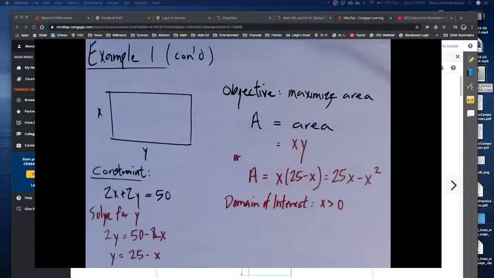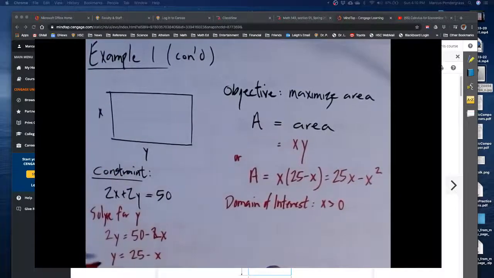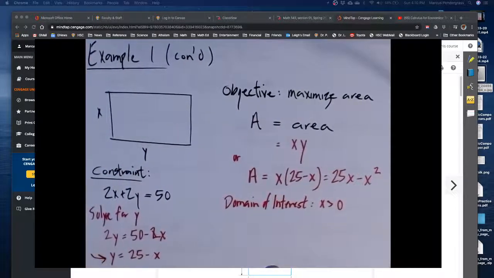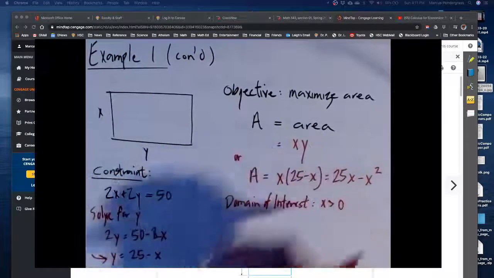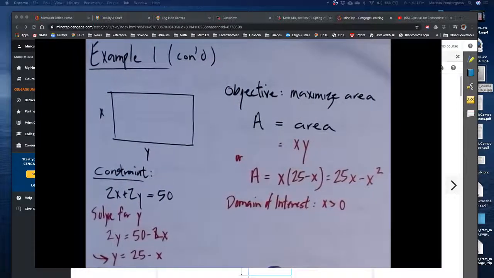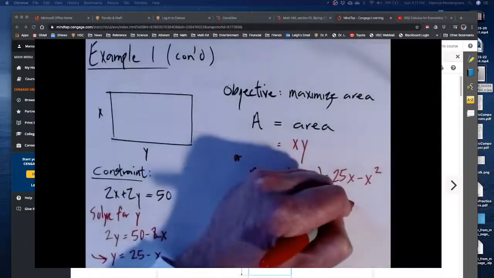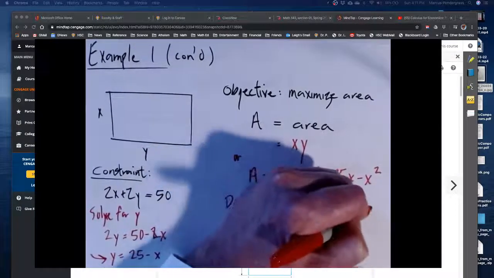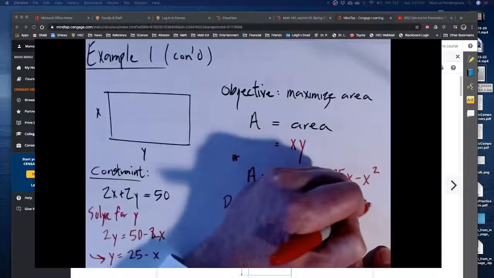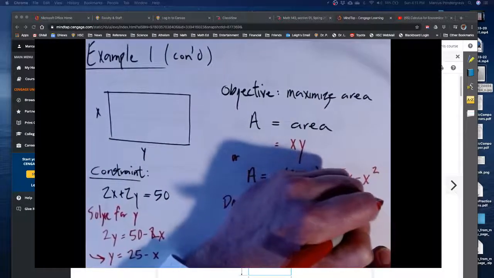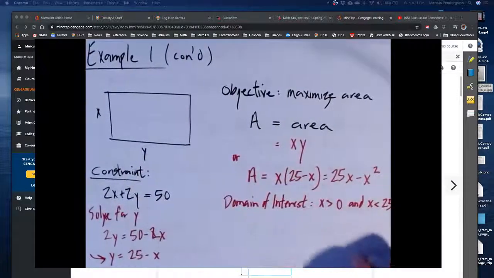But actually, we can say a little bit more than that, because by the same token, y has to be bigger than 0. And if you look down at this equation, y is 25 minus x, that's all good as long as x is less than 25, right? If x is bigger than 25, y is less than 0. And that doesn't make sense from an applied perspective. So we also have to have x less than 25 here.